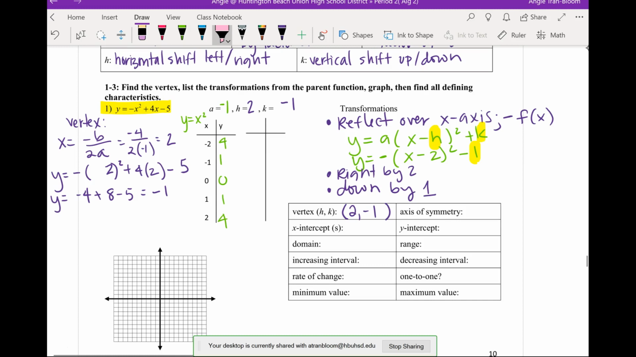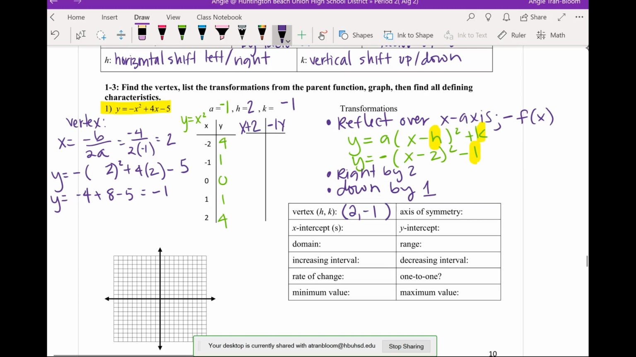The reflection over the x, we're going to have to multiply that to the what? So negative 1 to what? X or y? Y. To the right by 2, transform what? X or y? X. Would add or subtract? Add. X plus 2.